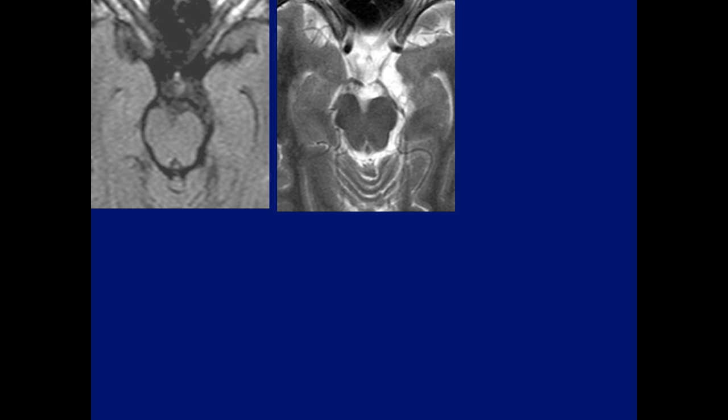Okay, what is the abnormality here? Correct. Eric came through. This is an epidermoid. There's some tissue here in the prepontine cistern.